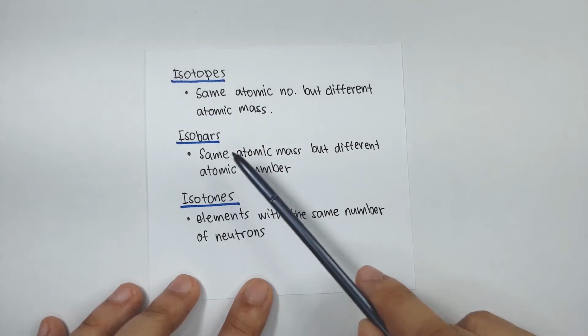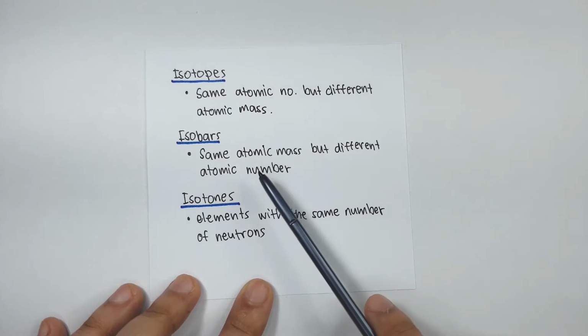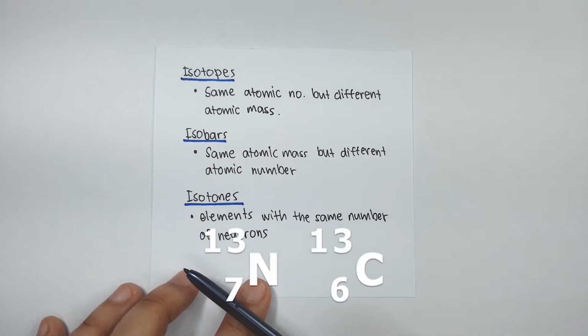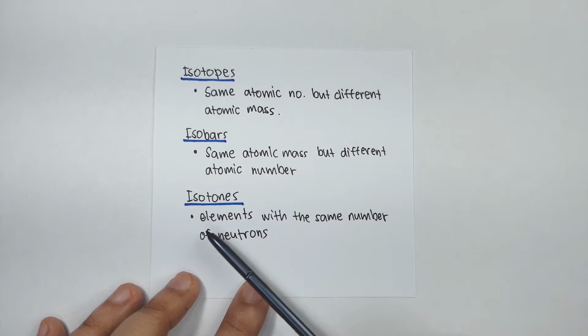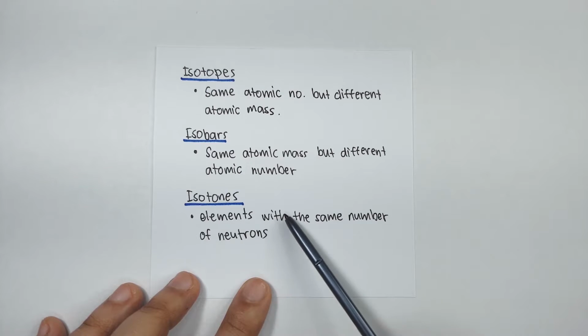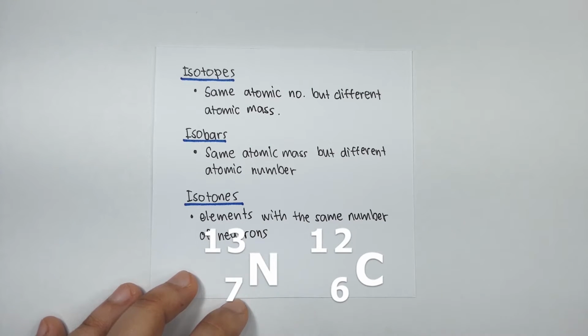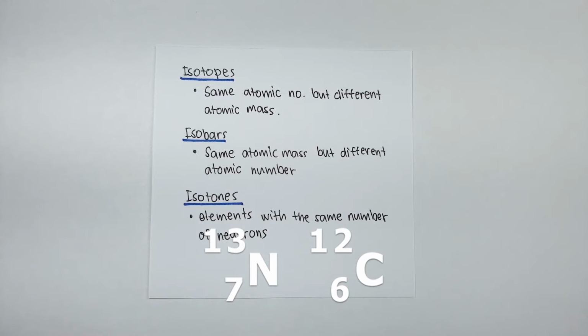So, same sa atomic mass, but different atomic number. For example, 13 and 7, 13C6. So, same mass, but different atomic number. Last is ang isotones. So, these are elements with the same number of neutrons. So, for example, 13 and 7 and 12C6. So, 13 minus 7 is 6 and 12 minus 6 is 6. So, same number of neutrons.